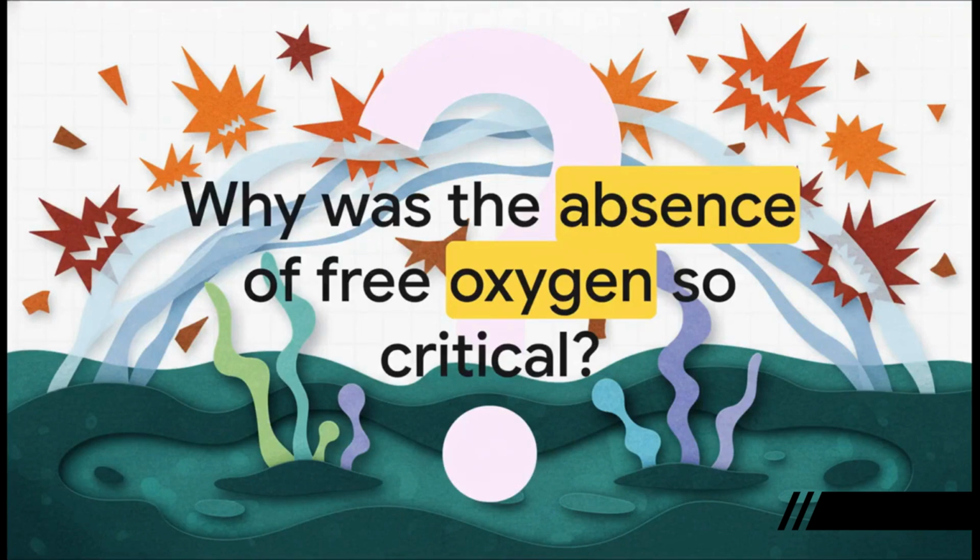And that leads us to our final thought for today. Why was it so important that there was no oxygen? Well, think about what oxygen does. It's super reactive. It's the reason metal rusts. If free oxygen had been floating around back then, it would have immediately attacked and destroyed these new organic molecules as soon as they formed. So the lack of oxygen wasn't just a random detail. It was the one thing that made the whole recipe for life possible.